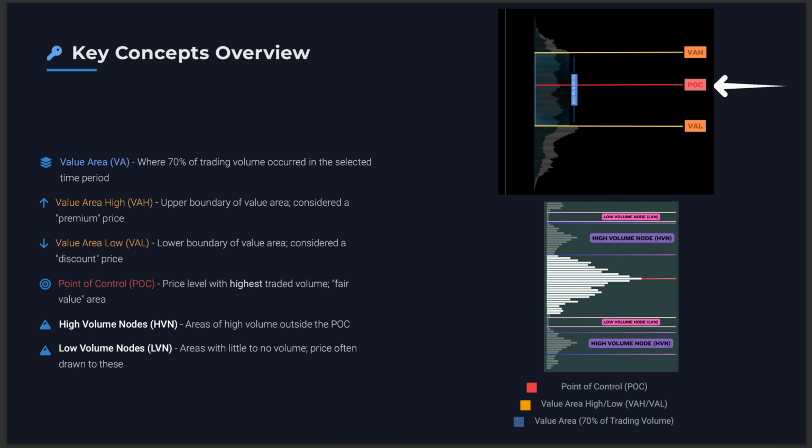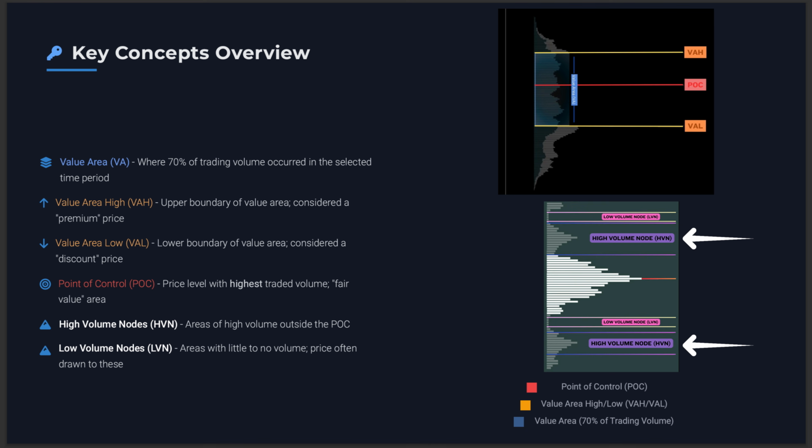The point of control, or POC, is the single price level with the highest volume. This is where buyers and sellers were most active, making it the truest representation of fair value. The POC often acts as a magnet for price action and can serve as both support and resistance.